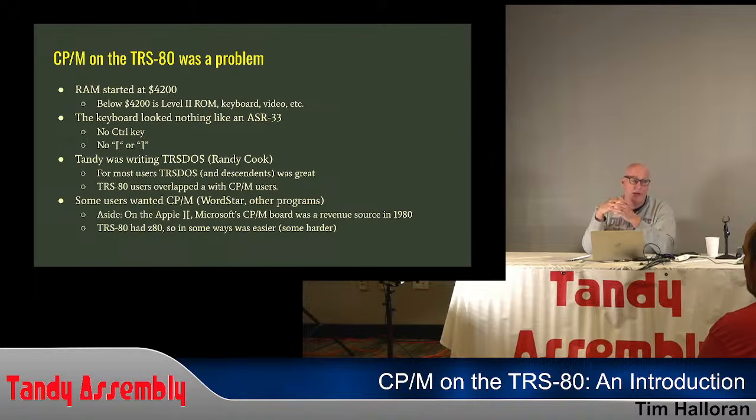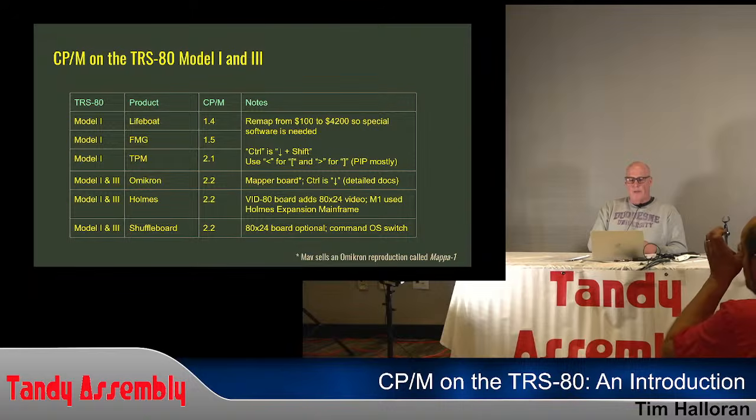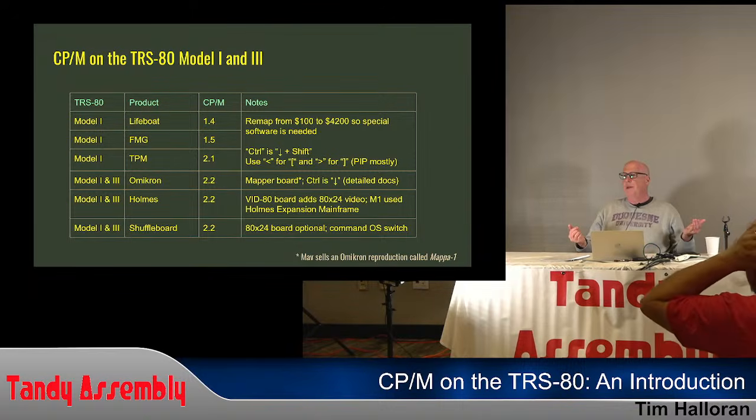The TRS-80 had a Z80, so this was easier. At least we didn't have to add a whole other processor to make it run. But because of this memory layout issue and the keyboard, it was in some ways harder. So this is what I've found for the Model 1 and the Model 3. I have not tried all of these, but many of them I have played around with. I have not gotten anything to work on a Model 3 to date.